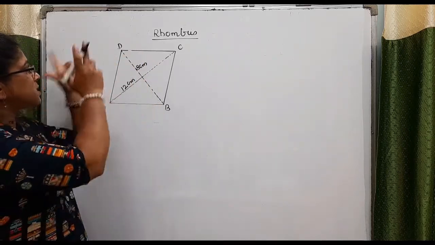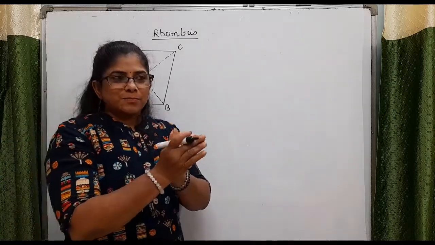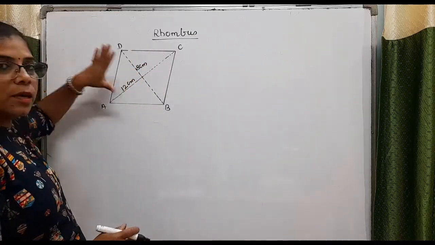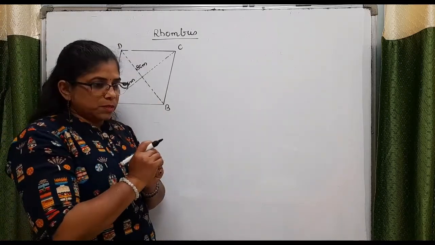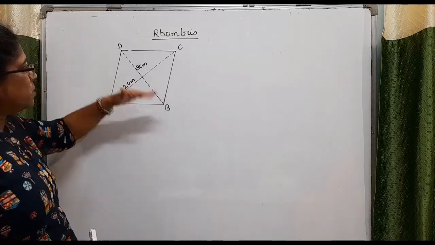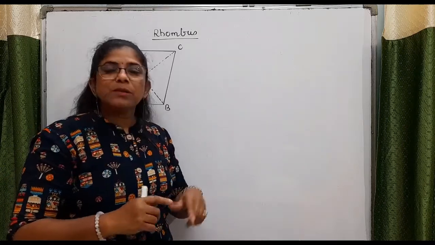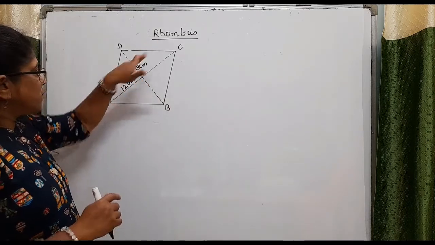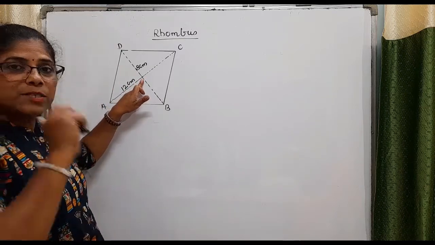Here ABCD is the rhombus. Now rhombus we can say is parallelogram where all four sides are equal. In rhombus all four sides are equal and opposite sides are parallel. And in rhombus even the diagonals hold one special property. Diagonals of rhombus are perpendicular bisectors, means they bisect each other making right angle at the point of intersection. So where they intersect, they make right angle at this point.